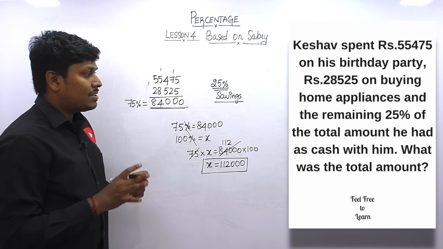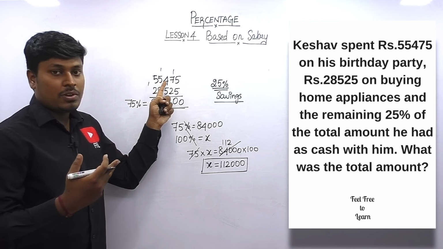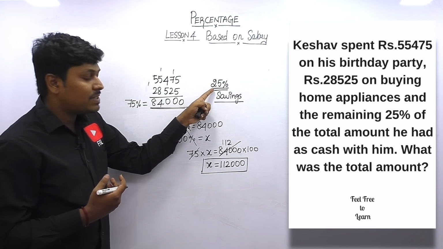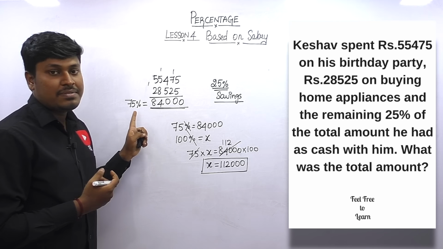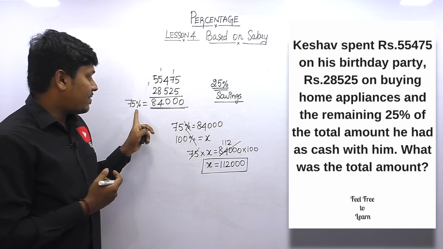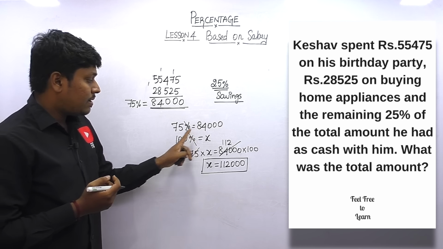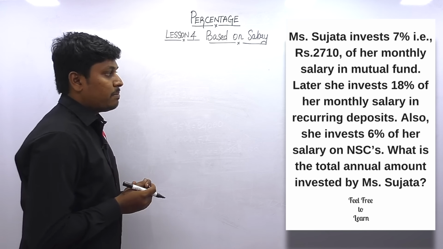So friends, you got the logic, right? From the total amount, he is spending some amount on these two things. If he spends some amount here and he had cash with him, that is 25% remaining, then we can say that 75% will be the amount that he spends. So the 75% amount that he spends on two items is 84,000, and our target is to find the total salary, 100%.